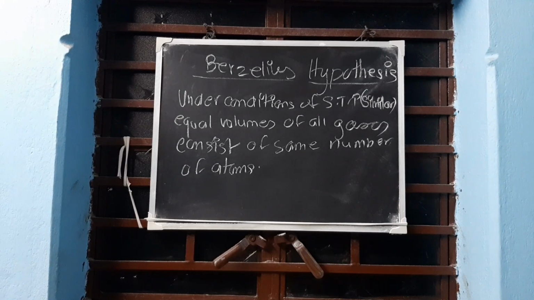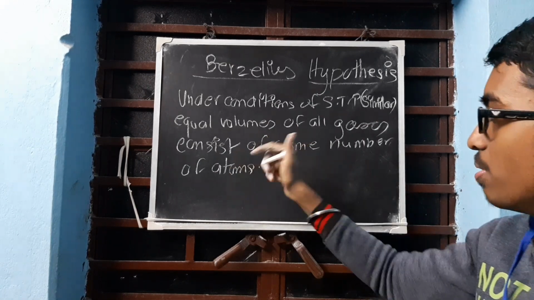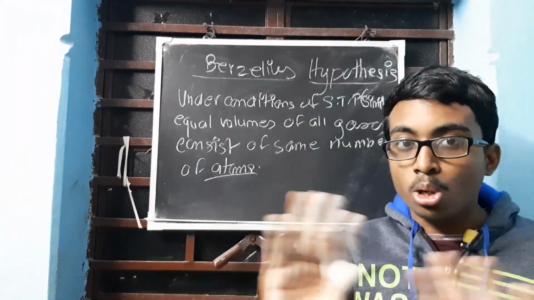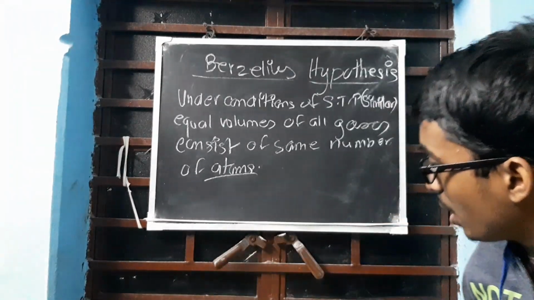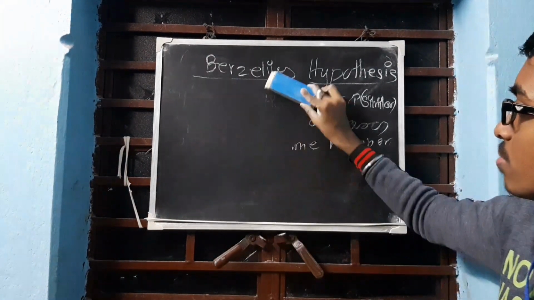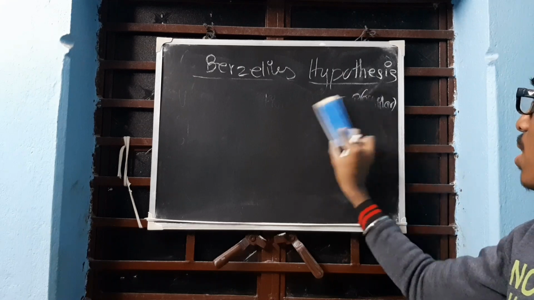This was stated by Berzelius. You can understand that Avogadro has just modified the statement atoms to molecules. That's it. Now, did you understand? Under conditions of similar temperature and pressure, equal volumes of all gases will consist of the same number of atoms. Is it possible? It is not possible. How? Why? Now let's check it out.